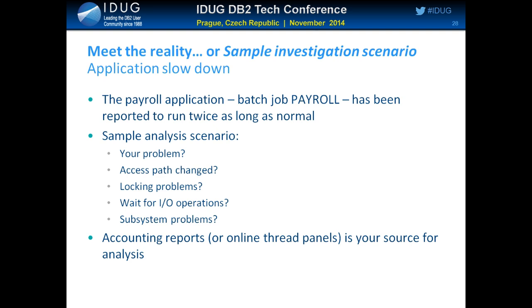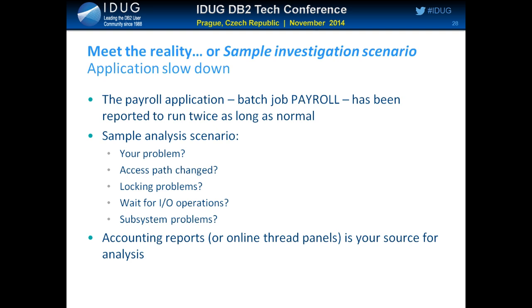There is some analysis scenario. You probably need to look at whether it's really your problem or not. Then maybe there is some access path changes, or maybe some blocking problems, or maybe there was some I/O problems, or just something weird happens on the subsystem. I made that scenario purely based on the accounting data. So imagine that you have just accounting records, okay? Just for the sake of making it simple.